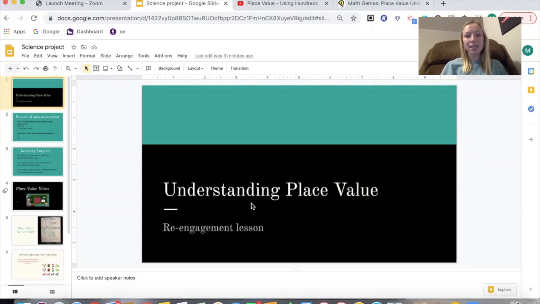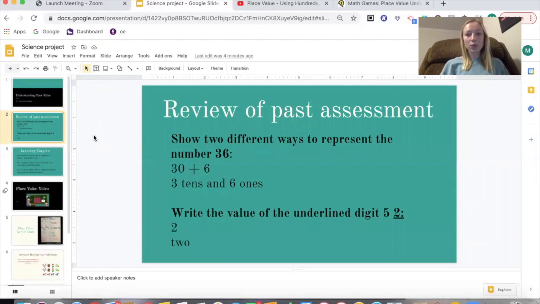So this lesson is understanding place value, and this is going to be a re-engagement lesson, which like I just said, means we're going to go over some of the same things, maybe learn some new things, and just get a deeper understanding of place value. So first we're going to review the past assessment, which y'all did so awesome on.